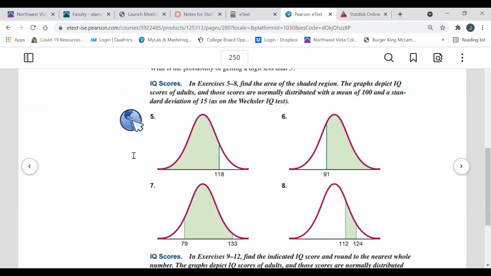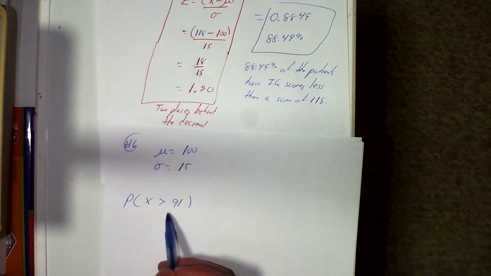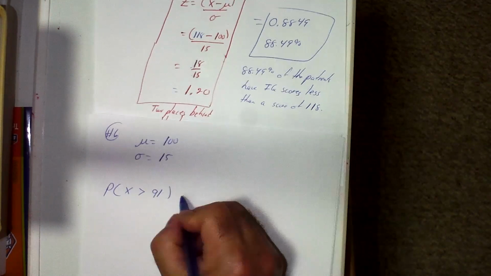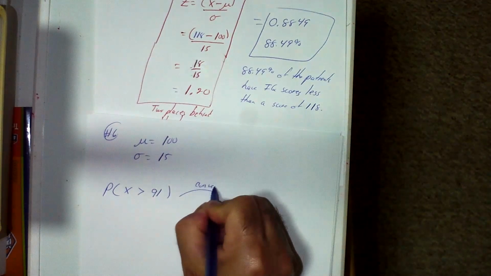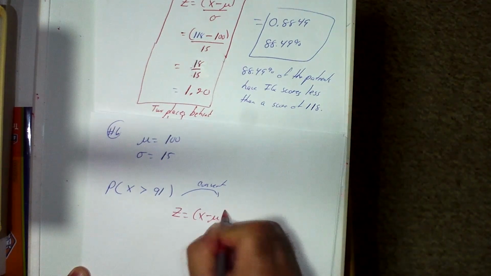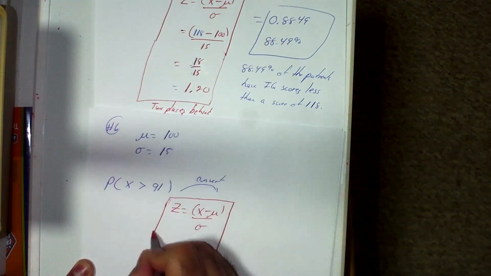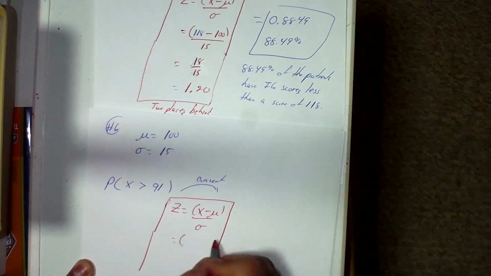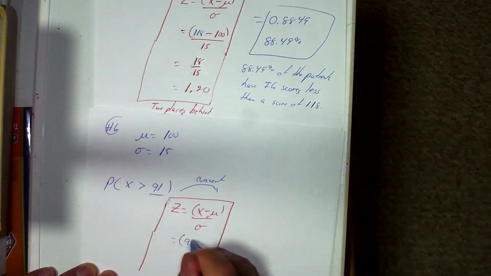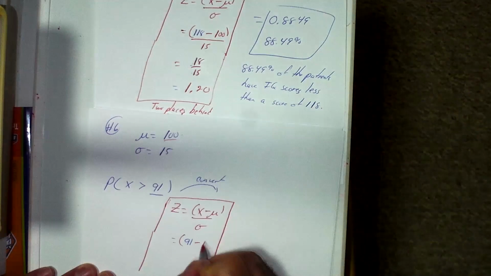Okay, so let me share my screen. All right, so this is what I have. X is greater than 91. Now I can go ahead and convert. I'm going to use my formula: Z equals X minus mu over sigma. I'll put that in a box so I won't get confused. I'm going to substitute the numbers in. My X is 91. I'm going to subtract my mean, which is 100, and then divide by 15.